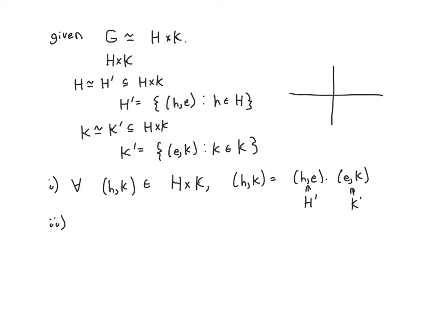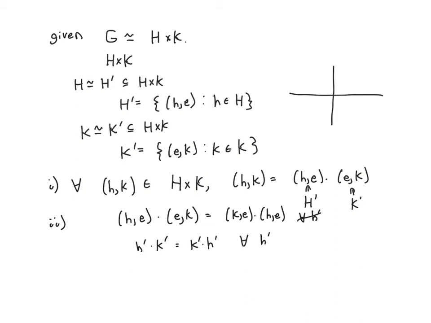Another thing we observe is that we actually have commutativity here. So now if you actually forget that these were ordered pairs and call this H prime and K prime, we're saying that elements in H prime commute with elements in K prime up to multiplication.